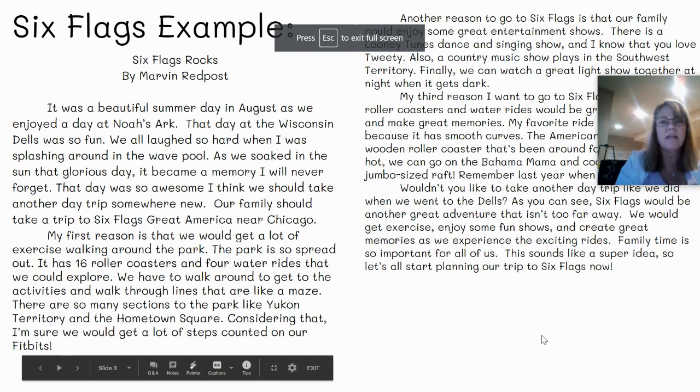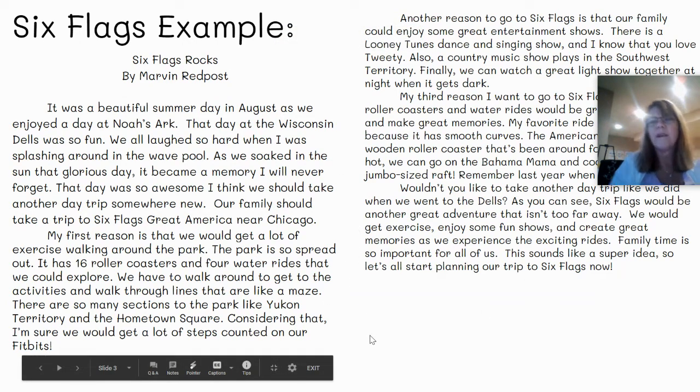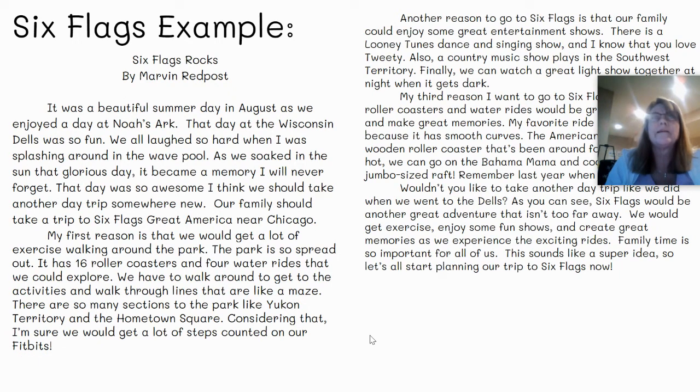So I want to take some kind of boring writing. We're just going to look at the first two paragraphs today. And I'm not saying it's really boring. It's just okay. It's not great. So this is the Six Flags example.